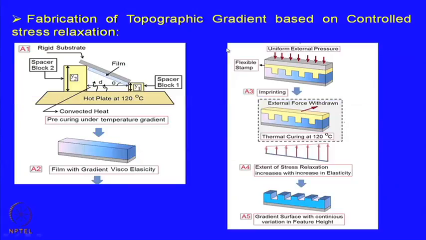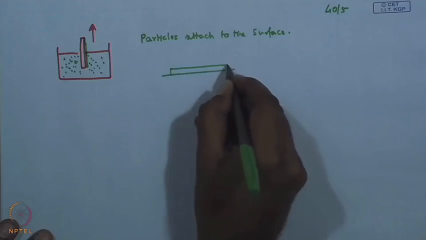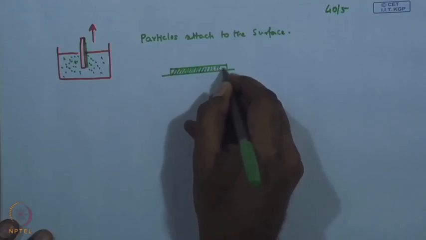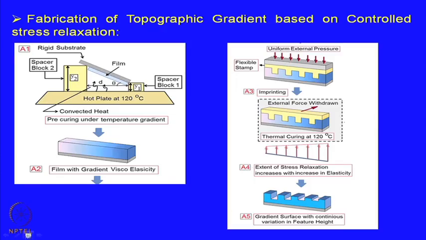There have been various other approaches of making these types of surfaces. We present here a very simple approach. We all understand about the Sylgard film now. A Sylgard film was taken and it was subjected to a temperature gradient like this. It was just a normal hot plate and it was kept with two spacer blocks like this. So, different parts of the film surface were at different distances from the hot plate.